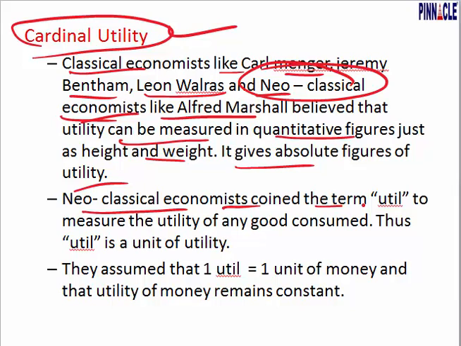Neoclassical economists coined the term util to measure the utility of any good consumed, thus util as a unit of utility. They assume that one util is equal to one unit of money and that the utility of money remains constant. So the neoclassical thinkers proposed the theory that utility can be measured, and we call it cardinal utility.